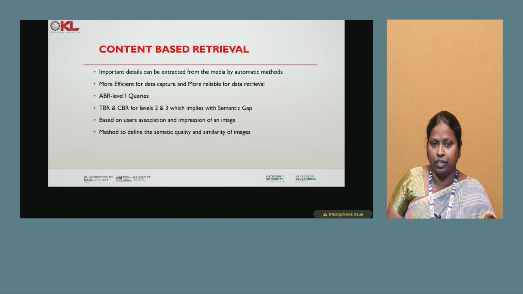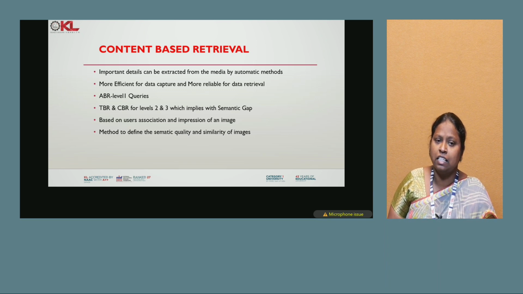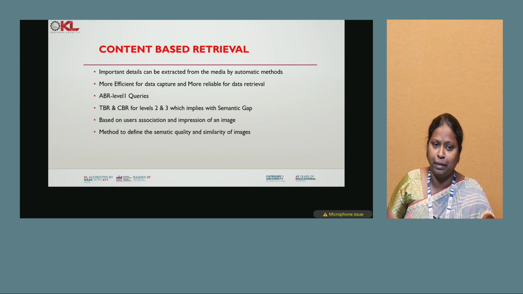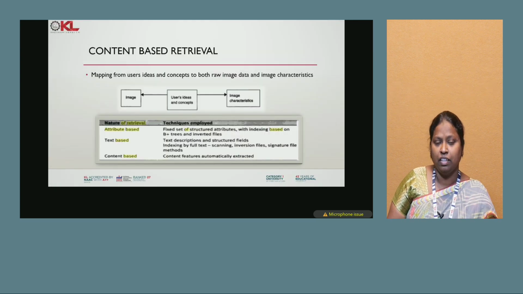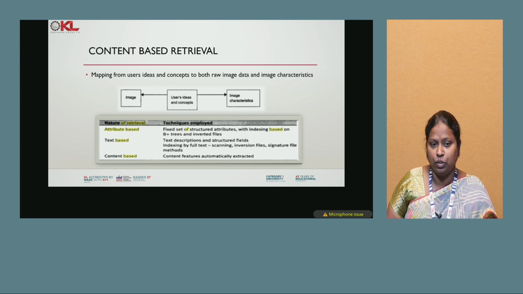Next, context based retrieval, CBR. Important details can be extracted from the media by automatic methods. This is more efficient for data capture and more reliable for data retrieval. ABR is for level 1 queries, and TBR and CBR are for levels 2 and 3, which implies a semantic gap based on the user's association and impression of an image, a method to define the semantic quality and similarities of images. In context based retrieval, there is a mapping from the user's ideas and concepts to both raw image data and image characteristics.